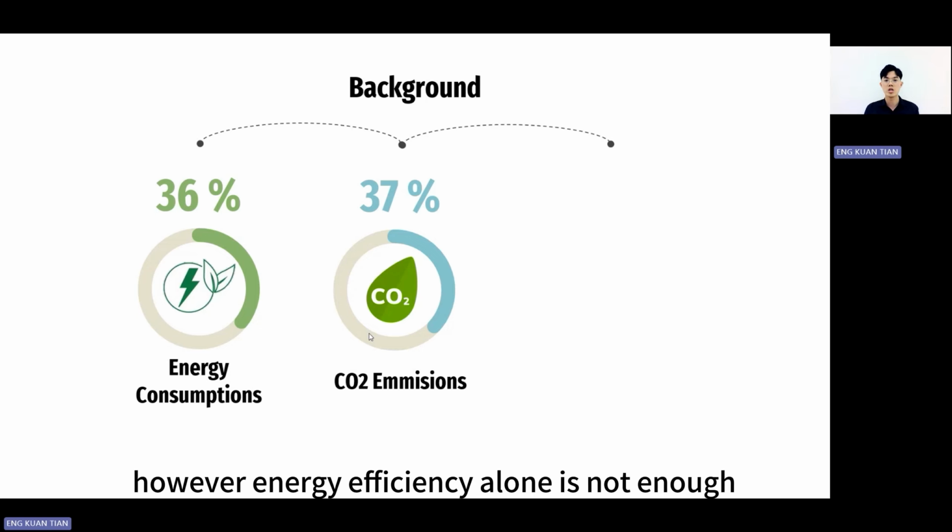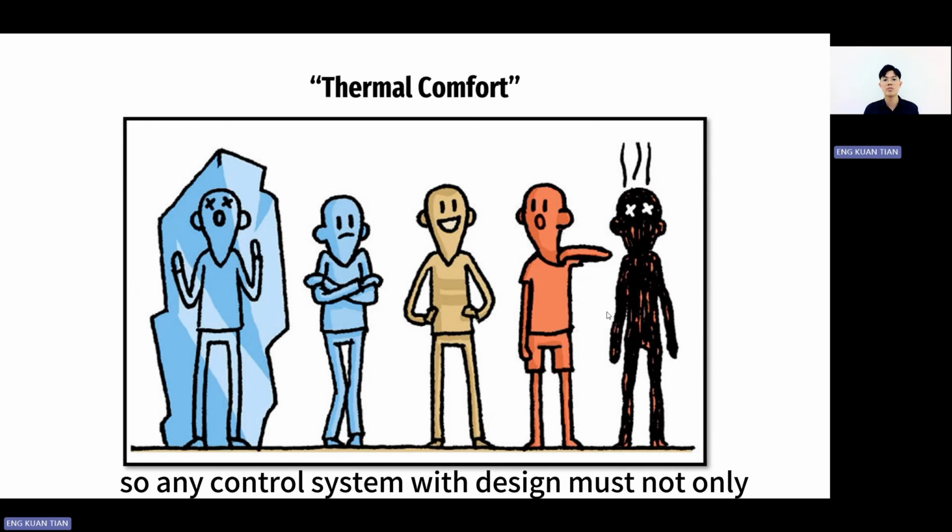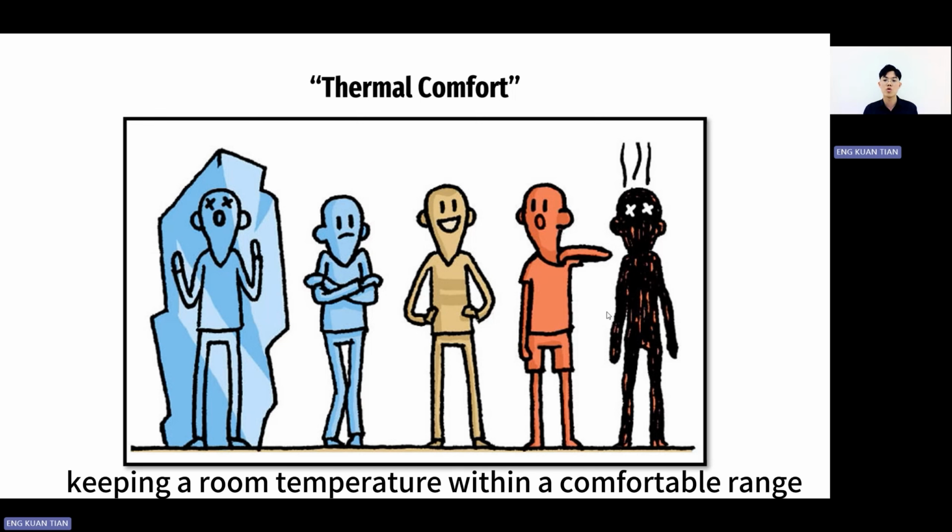However, energy efficiency alone is not enough. People spend nearly 90% of their time indoors, and most of them stay at home. So any control system we design must not only be energy efficient but also ensure thermal comfort and safety. For example, keeping a room temperature within a comfortable range.